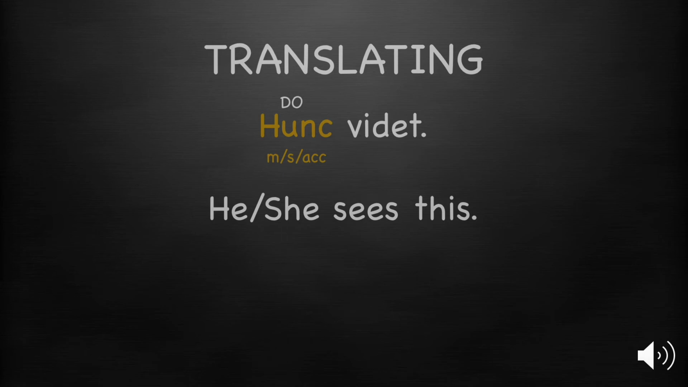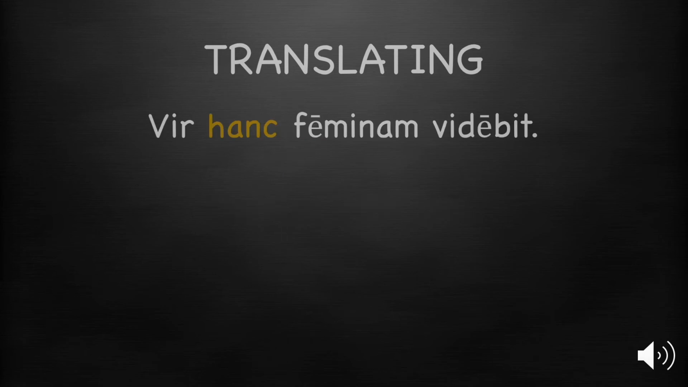Let's move on to a slightly longer sentence. Vir hanc feminam videbit. We're going to follow our normal steps of translation, which means we begin with our verb, videbit. It's the same verb we had in the last sentence with a different ending. In this case, it is third person singular future tense. So it means he, she, or it will see. Next, we begin to parse our nouns, pronouns, and demonstratives. We have the word vir, which is masculine, singular, and nominative, and therefore it functions as the subject of our sentence. Now we're going to parse the remaining words.